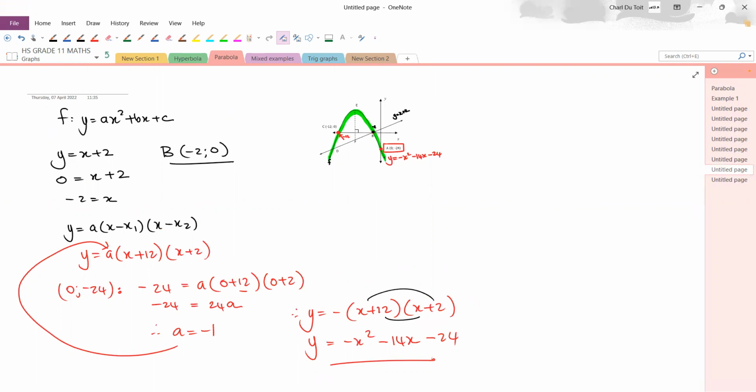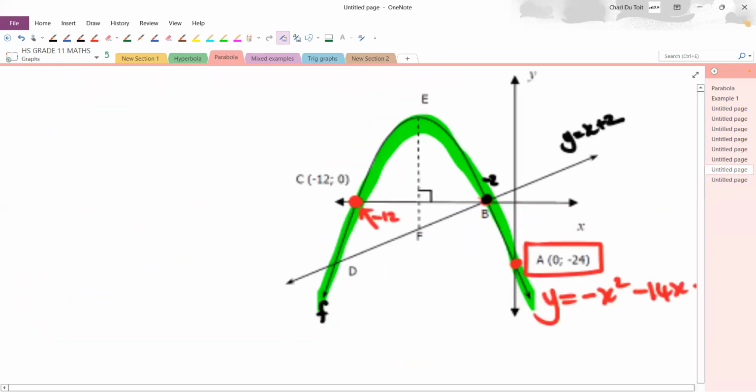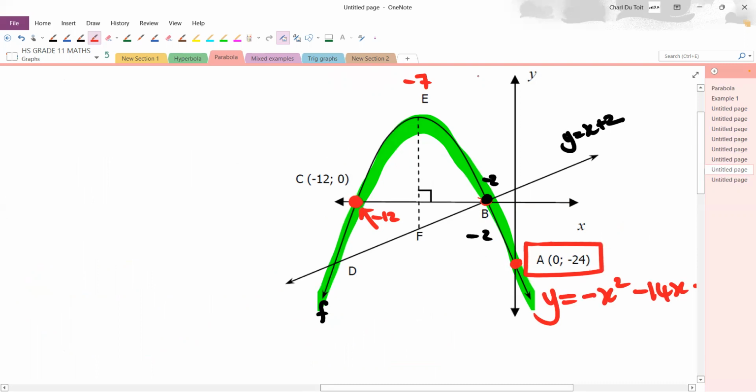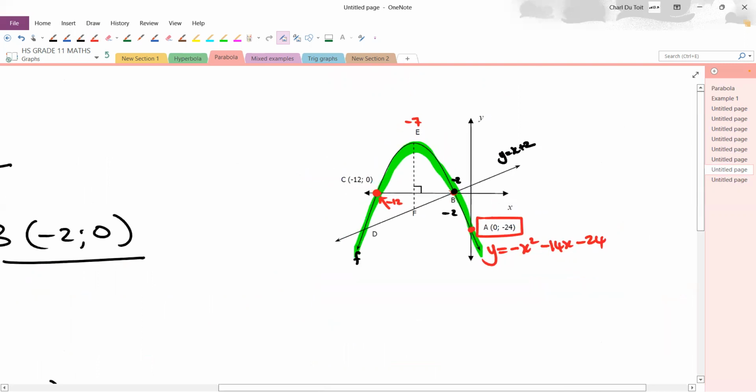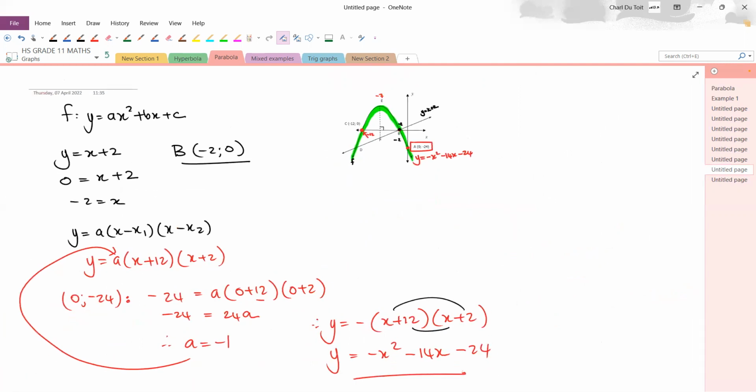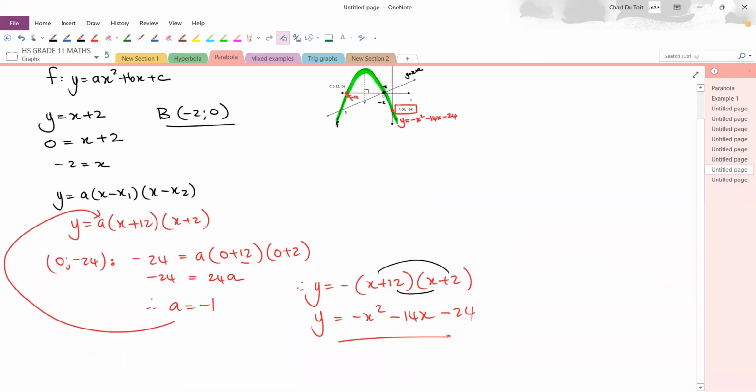I just want to check something. Minus b. What would this x coordinate be here? Exactly between -2 and -12. That would be -7, isn't it? -7.5 to the 1. And that's correct.